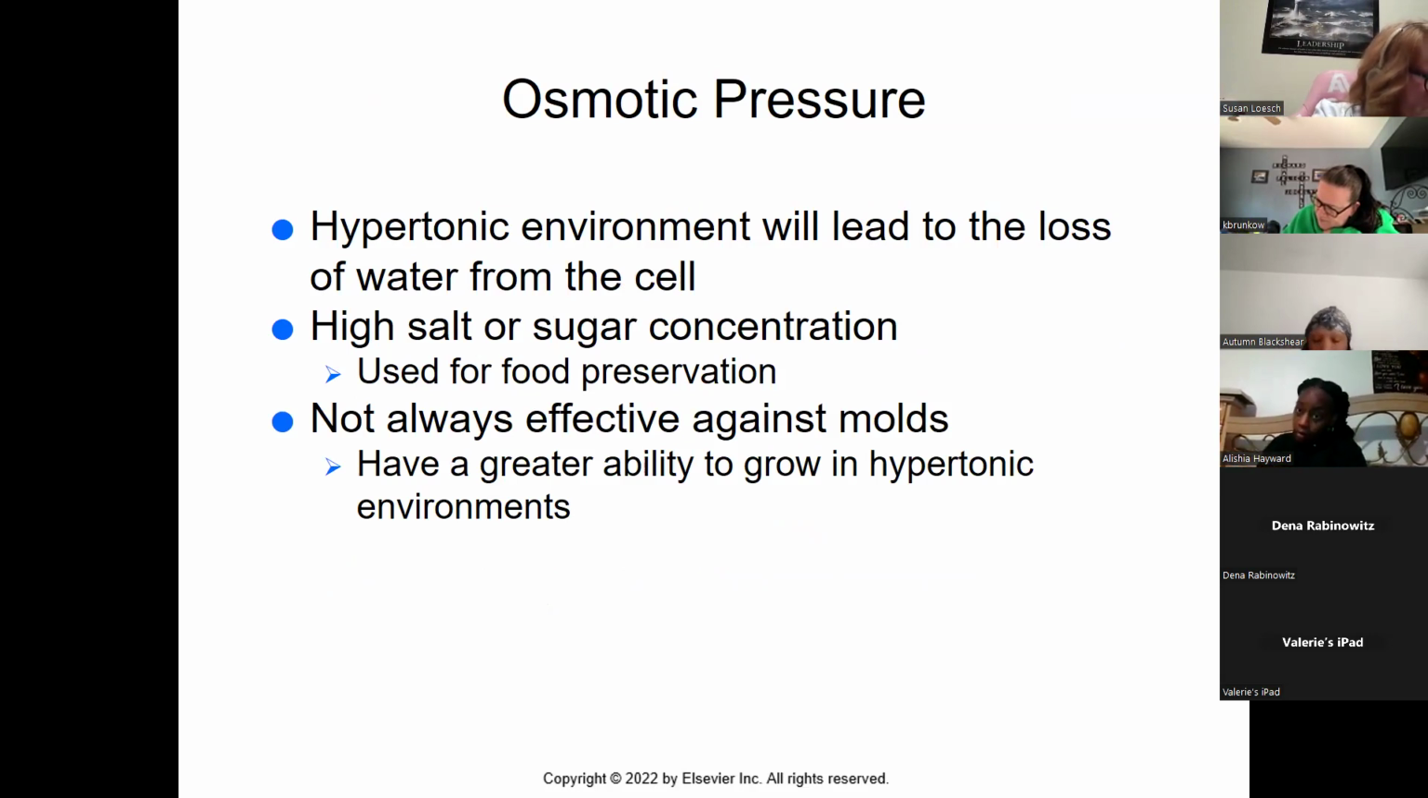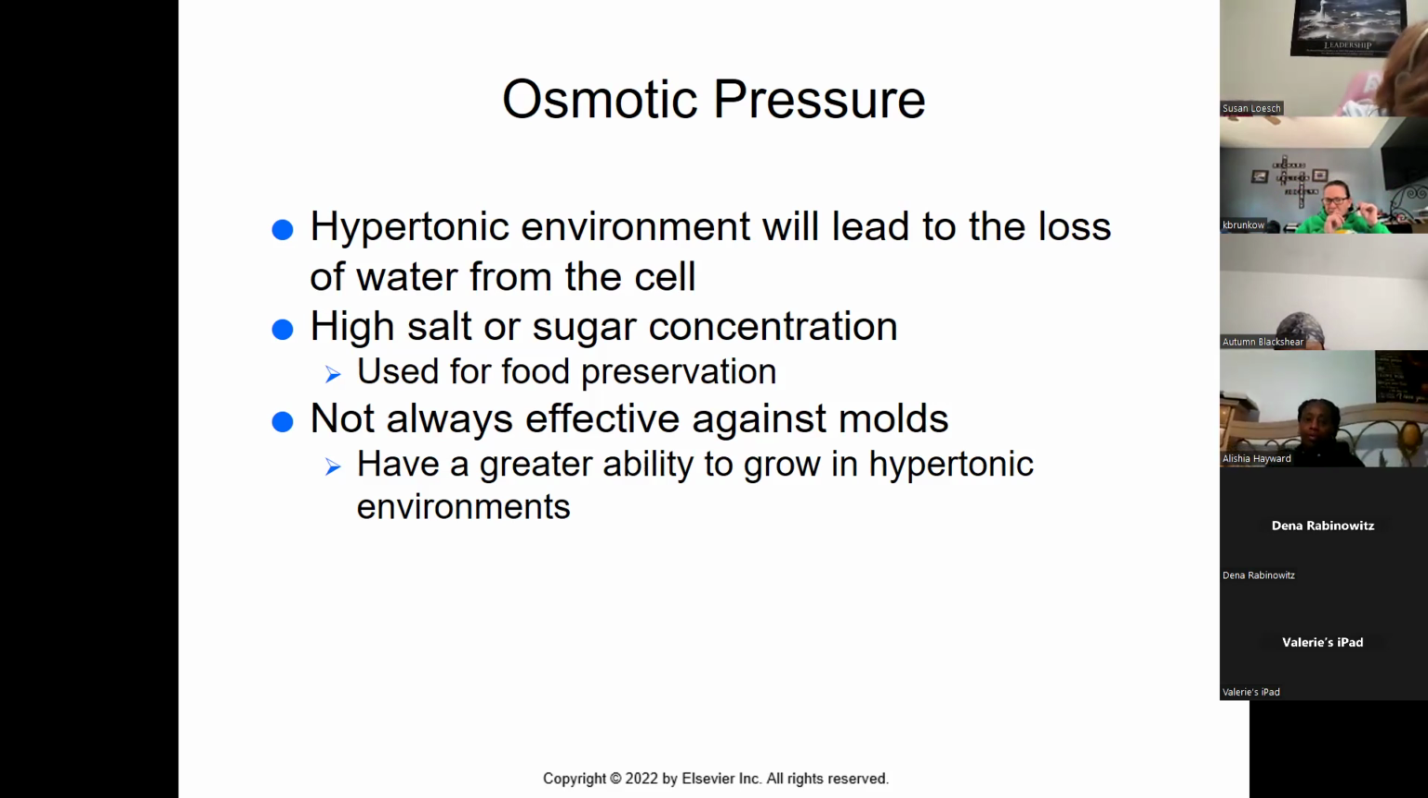So molds are resistant to the osmotic pressure because they will thrive in either a high salt or a high sugar environment. These are considered hypertonic environments. Hypertonic environment will cause the loss of water from the cell. Again, some of these can't survive without that water. So it's not always effective against some molds, and some molds have a greater ability to grow in these hypertonic environments. So you also have to consider that.